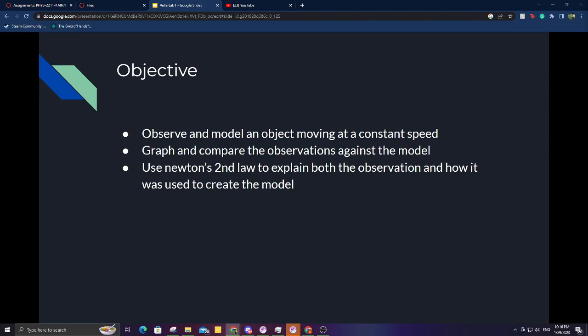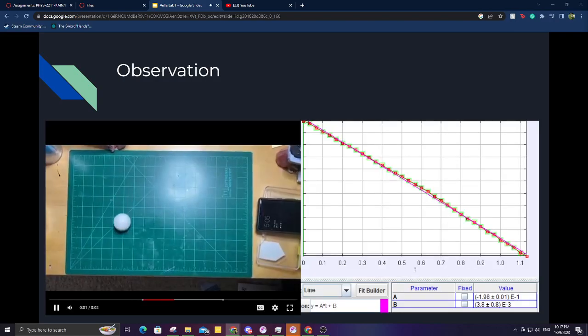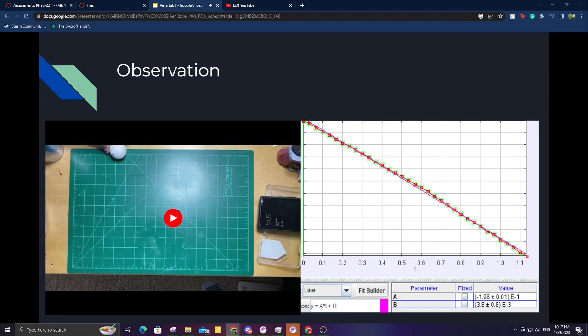So the objective of this lab is to observe and model an object moving at a constant speed, and then to graph and compare the observations against the model. And I also use Newton's second law to explain the observation, as well as create the model itself. So next, here is my observation.